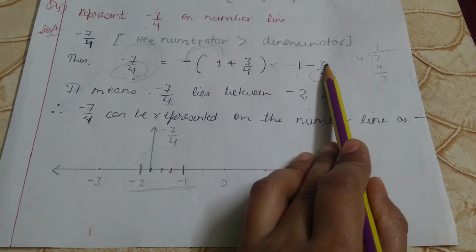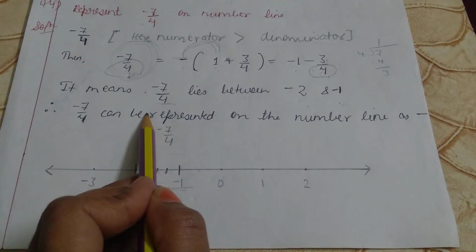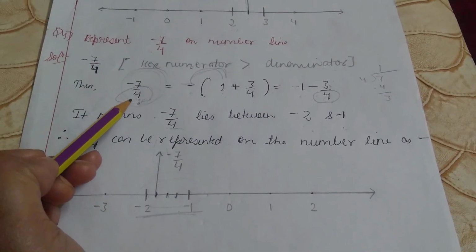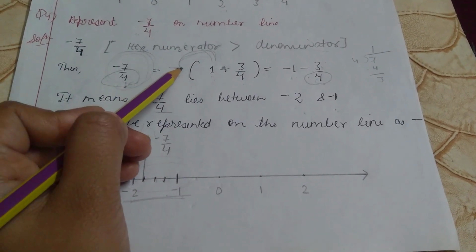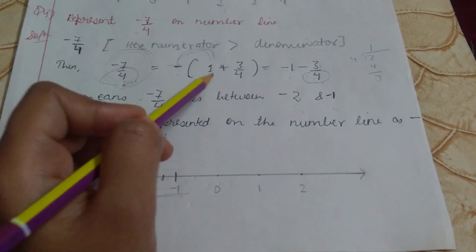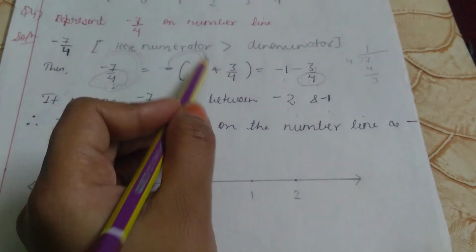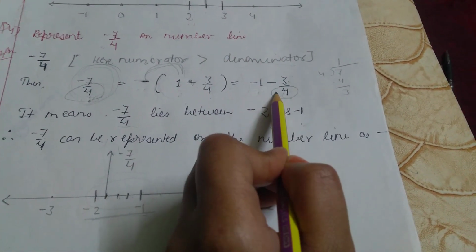Now we have to represent this on the number line. 3 by 4, here it is written 3 by 4. 1, 2, 3. It is minus 7 by 4. Whenever there is an improper fraction, first we will write it in the mixed form. If a minus sign is there, the minus sign will be outside. Write 7 by 4 in the mixed form in a bracket. Then we will take this minus sign inside the bracket. It will come minus 1 minus 3 by 4.